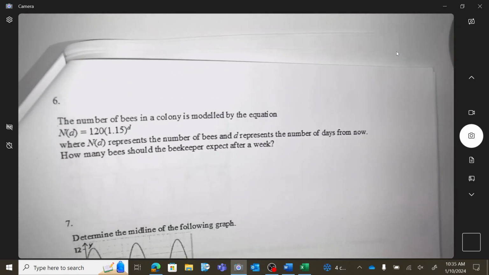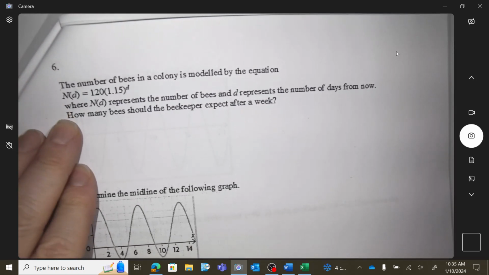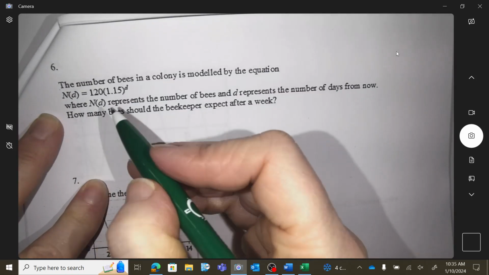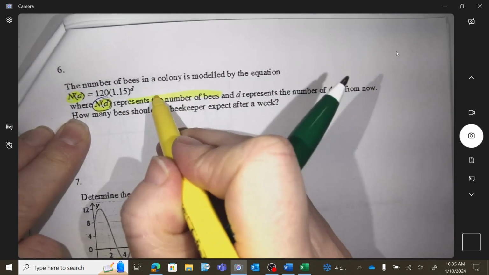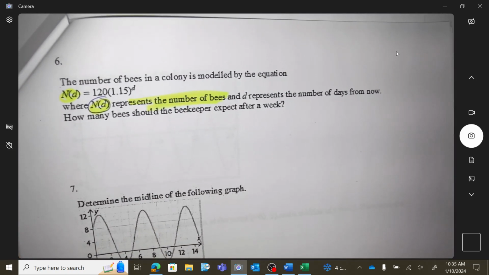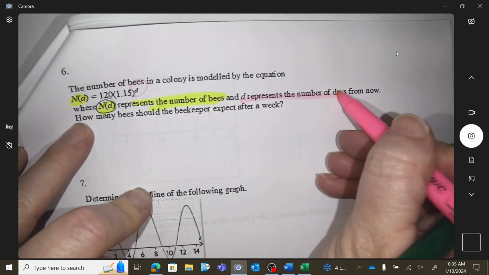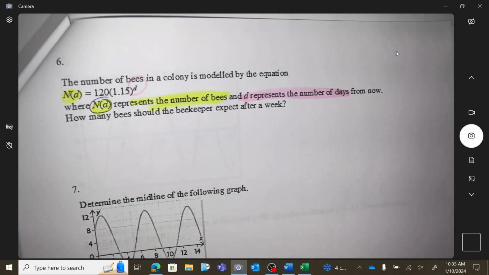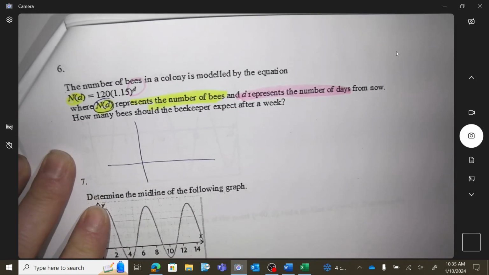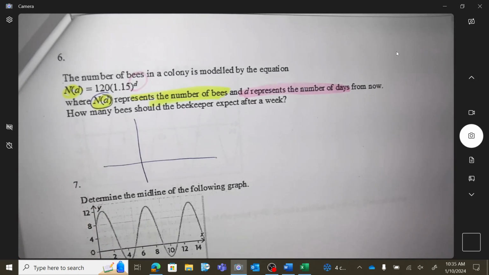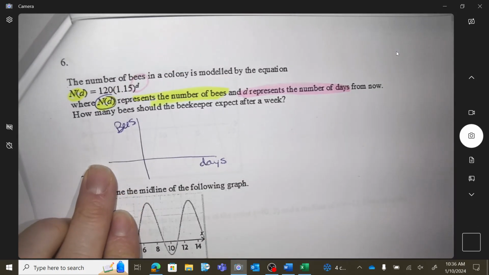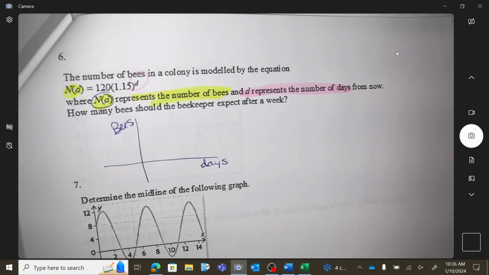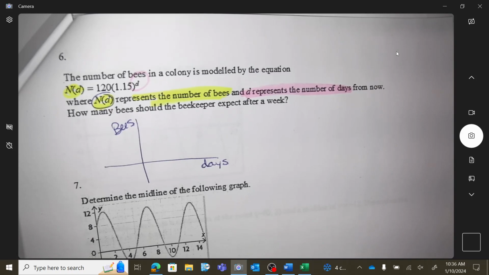Okay, so we were given a function. The number of bees in a colony is modeled by this, where N of D represents the number of bees and D is the number of days. If I'm on a chart, which one goes horizontally on a graph? The days. So then this one would be the bees. Some of you really needed to understand that to help you with the problems. Make sure you know what's going on.